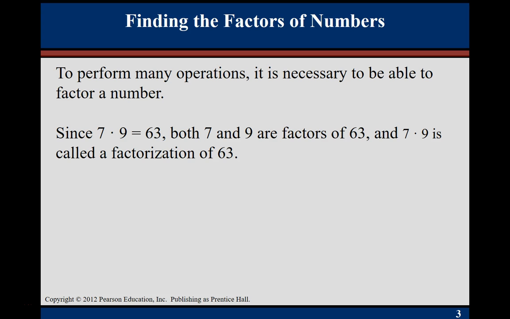It may be necessary, when you're performing operations, to factor a number. Since 7 times 9 is 63, both 7 and 9 are factors of 63. 7 times 9 is called the factorization of 63. Factors are numbers that you multiply together to get a product.